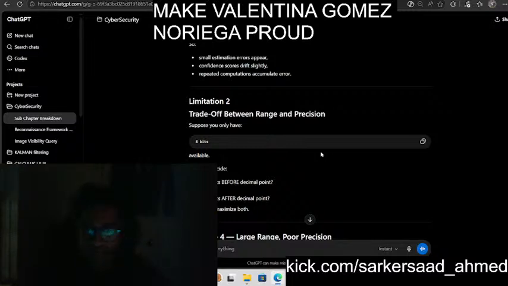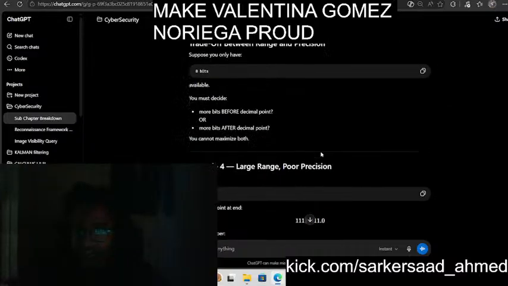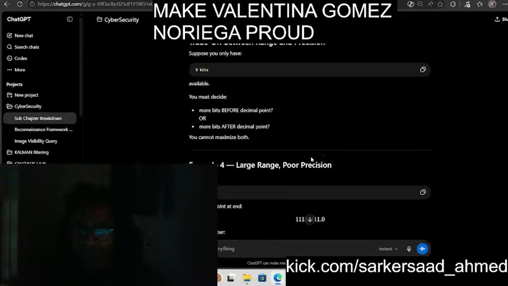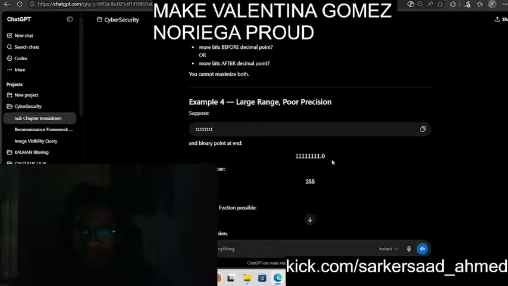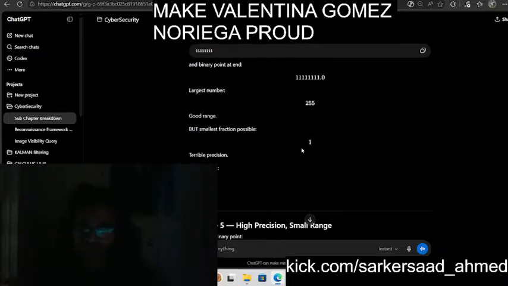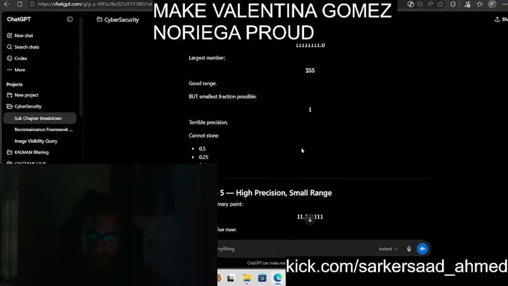So suppose you only have 8 bits, you must decide more bits before the decimal point or more bits after the decimal point. You cannot maximize both. Suppose all of them are 1 and the binary point ends at 0. The largest is 255, but the smallest fraction value can be 1. So you cannot have 0.5, you cannot have 0.25, you cannot have 0.1. The smallest possible fraction is 1.